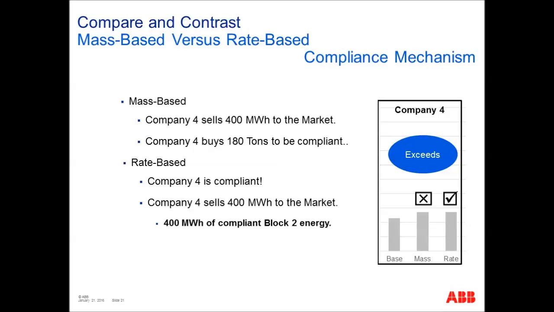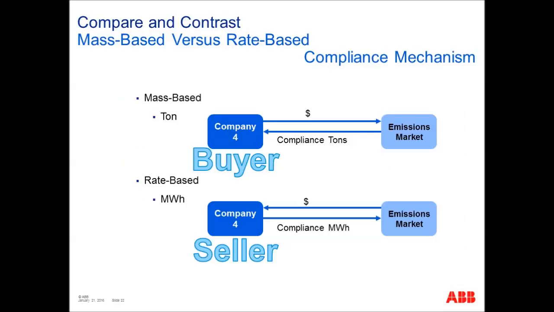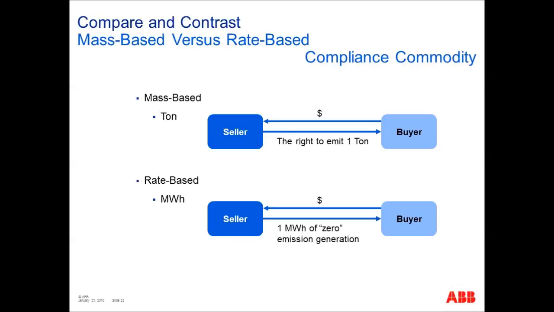So, follow the compliance protocols with the dollars. The key thing we see is that under a mass-based program, Company 4 is a buyer of compliance tons, and under a rate-based program, Company 4 is a seller of compliance megawatt hours. Now, these compliance commodities, you just need to think about them correctly. Mass-based is a ton. A ton is the commodity, and you buy a right to emit 1 ton. In a rate-based program, megawatt hours is the commodity, and you buy 1 megawatt hour of zero emission generation.